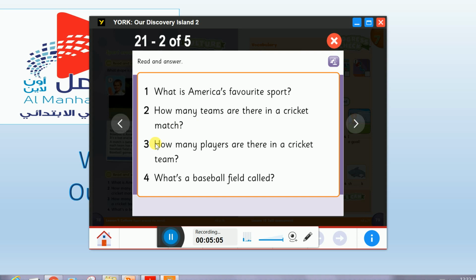Excellent. Question number three. How many players are there in a cricket team? Now I asked you about players, not teams. So there are differences between the two questions. The first one is about teams and the second one is about players. You can say there are 11 players.